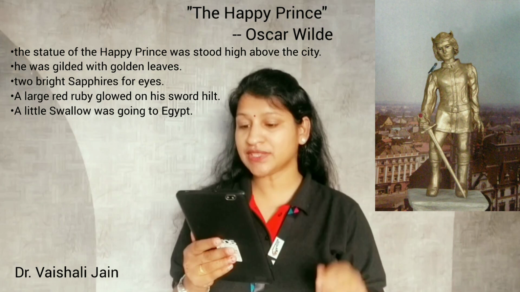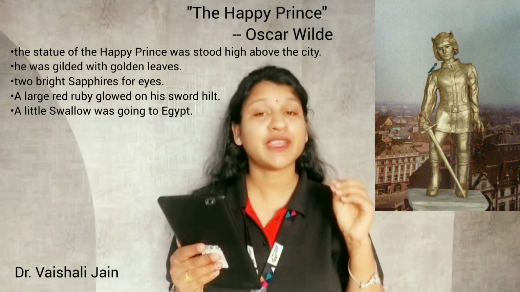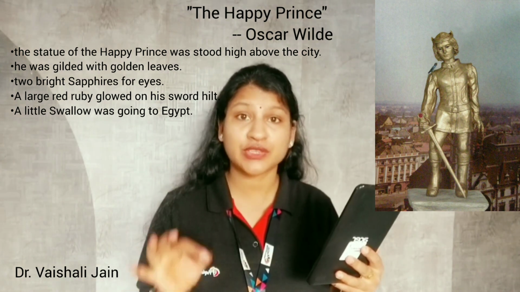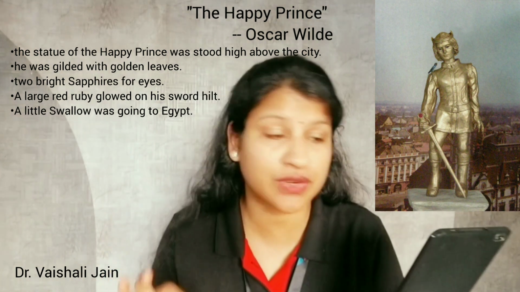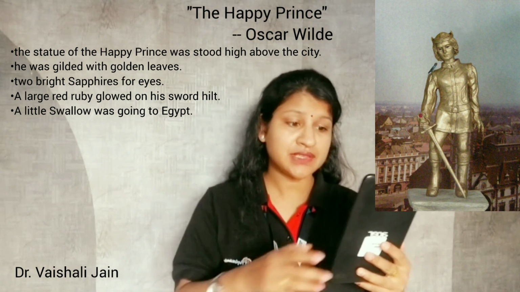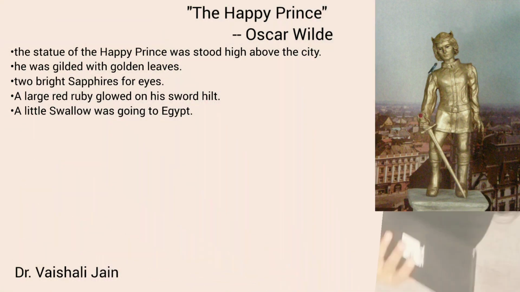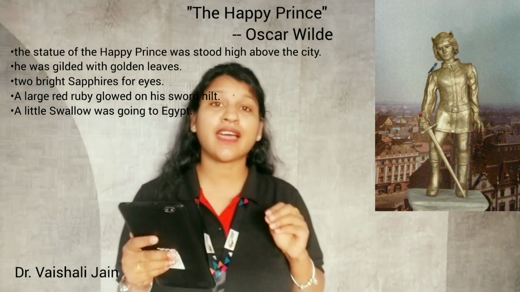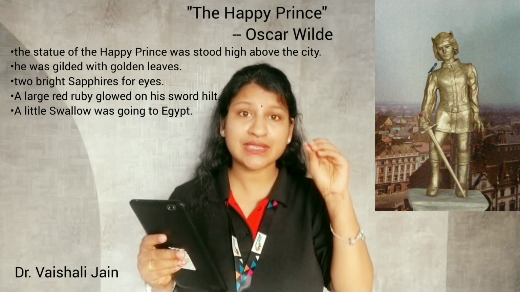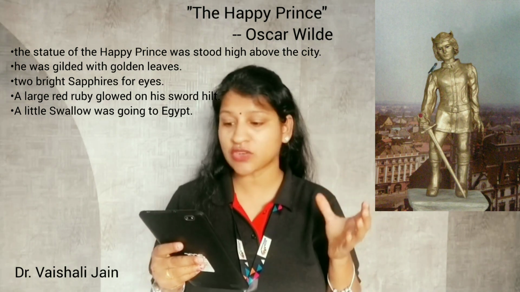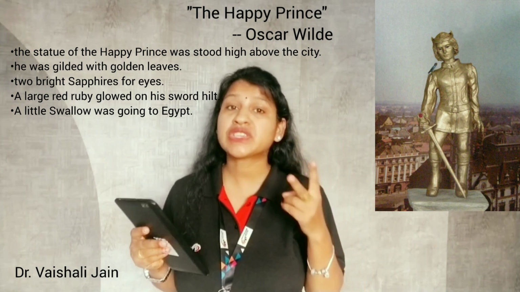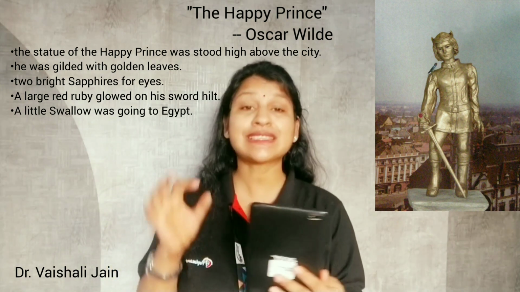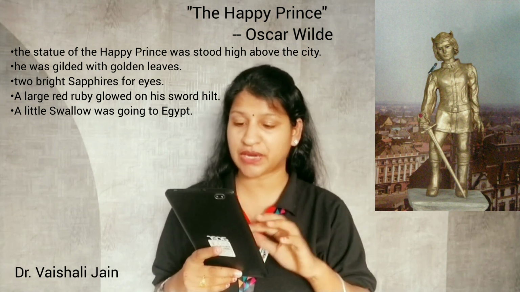So my dear students, The Happy Prince is a very beautiful story written by Oscar Wilde, and it is a tale of a sculpture. Don't forget, it is a tale of a sculpture of the Happy Prince that was covered with golden leaves and precious gems. There are some precious gems also: a red stone which is fixed in the sword hilt, or we can also say handle, and two precious sapphires which are fixed into the two eyes of the Happy Prince. Sapphire means neelam, जो नीलम का नग होता है, that is very precious also.